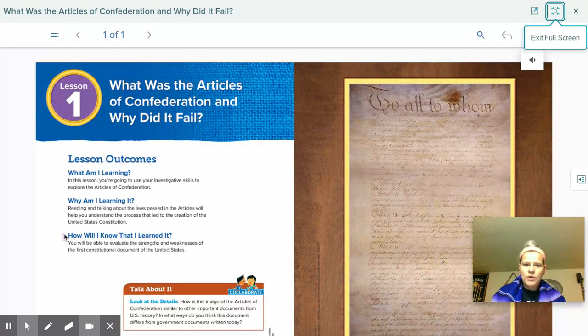And then how will I know that I learned it? You will be able to evaluate the strengths and weaknesses of the first constitutional document of the United States. So we're going to talk about the pros and the cons of the Articles of Confederation. So that's what we're going to read to find out.